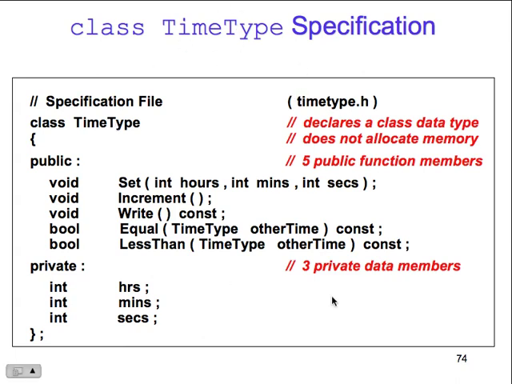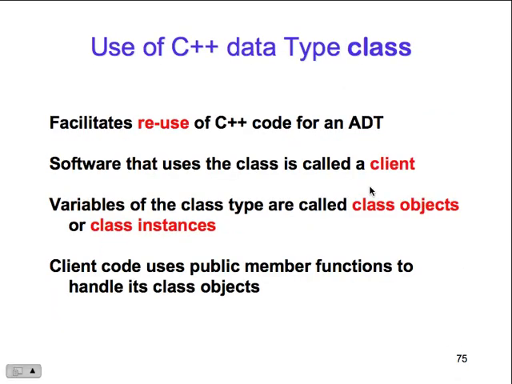So they call this a specification because it specifies what's inside of C++. And this is easier to look at instead of all of the method bodies implemented. This is a lot shorter, a lot easier to look at. So we're declaring some data members. We've got 5 member functions, and we have 3 data members. So we're going to use this in terms of an abstract data type. So it facilitates reuse in C++ code.